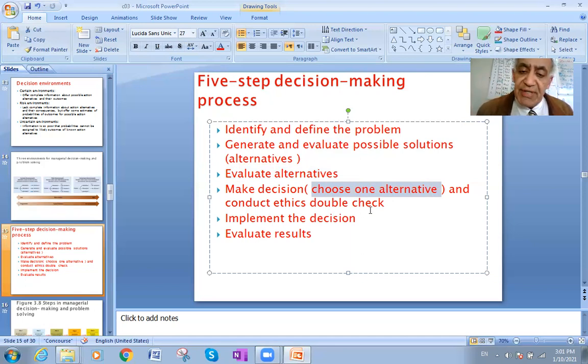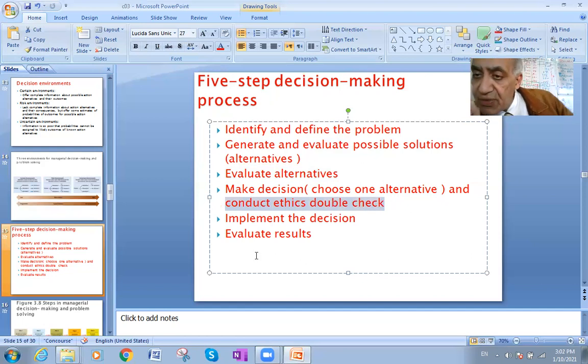Then conduct an ethics double check. Then you will see, is it going with the ethical norms and standards which you were raised upon? If this decision does not contradict with the ethics you were raised upon, okay, then all this till the moment is just talking in your brain and thinking, and you took the decision, you didn't move into act.